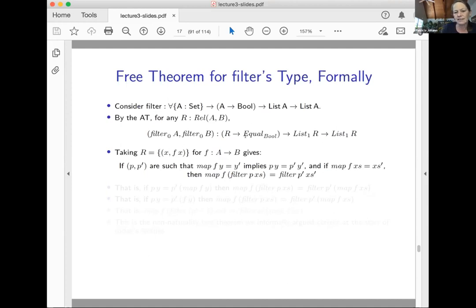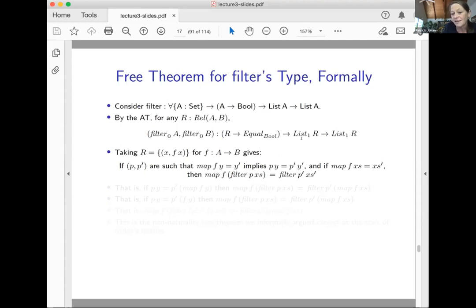So now what this says is, well, let's unpack this piece. This is supposed to be a function between relations. And remember, that means that I should take related things to related things. So it's saying that if P and P prime are such that if I have a Y and a Y prime that are related in this relation, that is to say, if map F of Y is Y prime, whenever that happens, that implies that P of Y and P prime of Y are related in this relation, which is an equality relation. So I've just written it as equals.